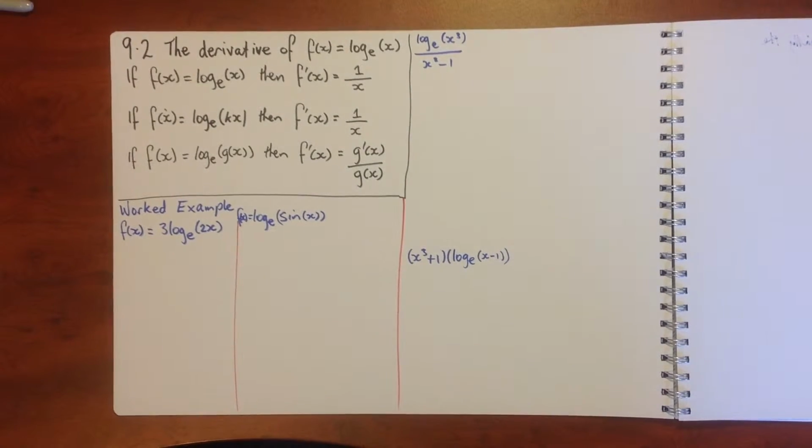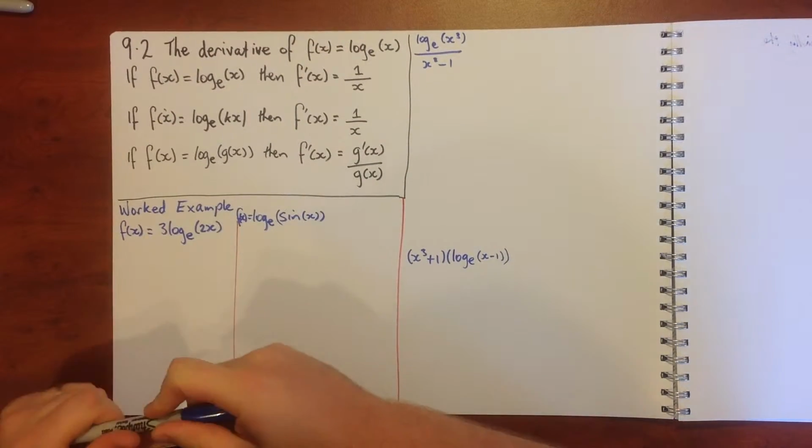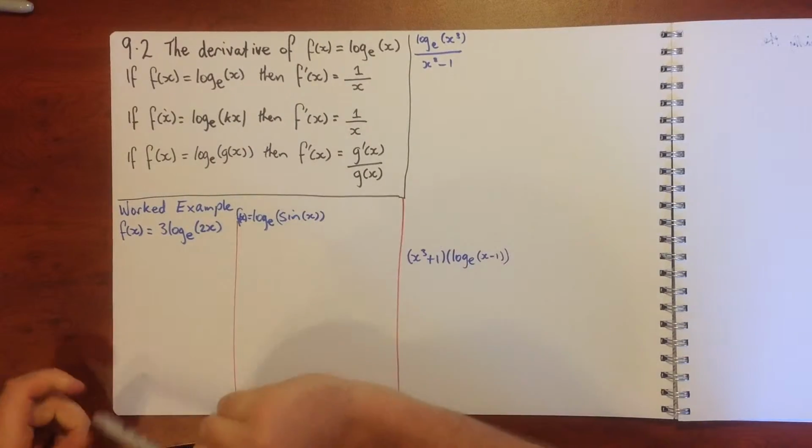In this tutorial we're looking at section 9.2 on the derivatives of f of x equals log to the base e of x. It's really not too bad, this section. So we'll just have a look at the rules here and then do the few worked examples that we have. So we're saying if f of x equals log to the base e of x, then f dash of x equals 1 on x.